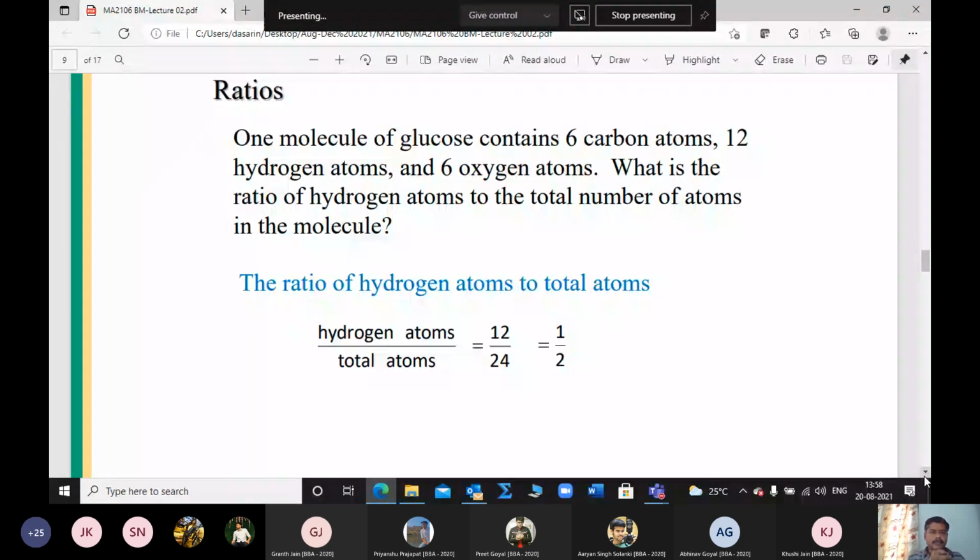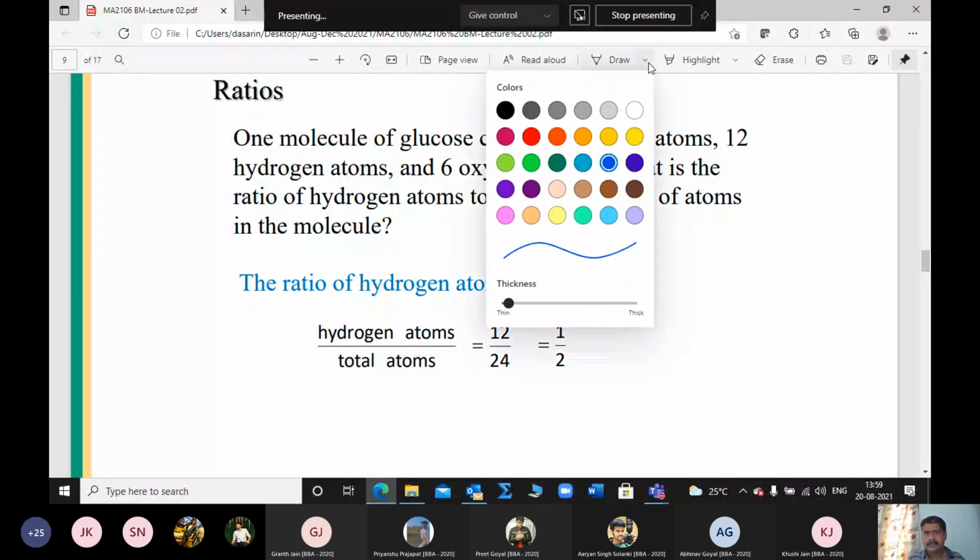So the next question: one molecule of glucose contains 6 carbon atoms, 12 hydrogen atoms, 6 oxygen atoms. So there is a molecule of glucose. It contains 6 carbon atoms, 12 hydrogen atoms, and 6 oxygen atoms. Let us see if we could draw a diagram to explain it better.